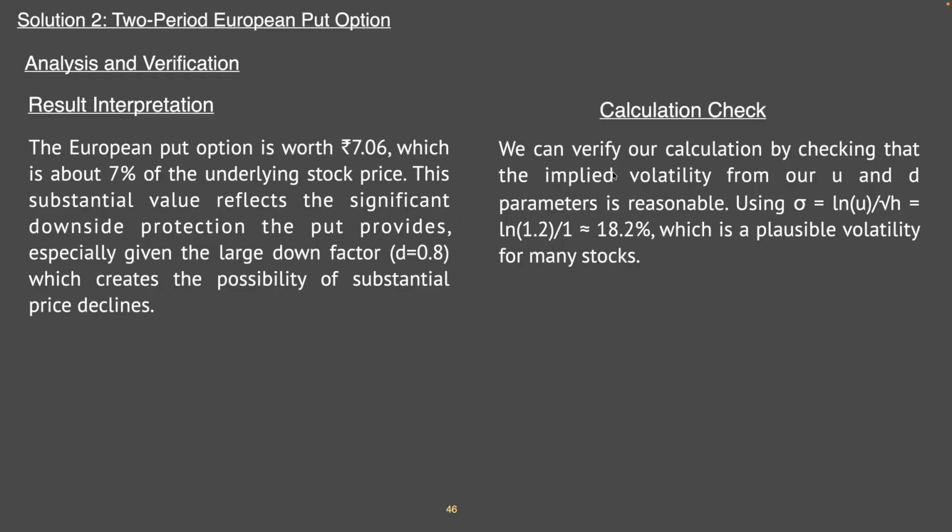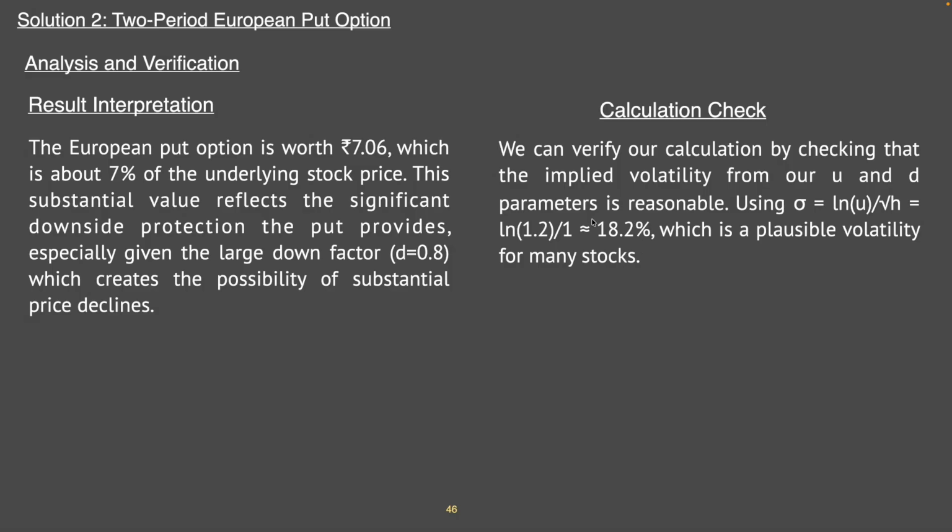So how do we verify it? We can verify our calculation by checking that the implied volatility from our U and D parameters is reasonable. See, implied volatility is nothing but the volatility implied by the underlying. So how do we get the implied volatility of a stock? The implied volatility of a stock is nothing but the historical volatility of a particular stock, so that is being used. Sigma is the volatility. What is the formula for sigma? It is the natural log of U divided by square root of h, where h is the time step, which is nothing but 18.2%.